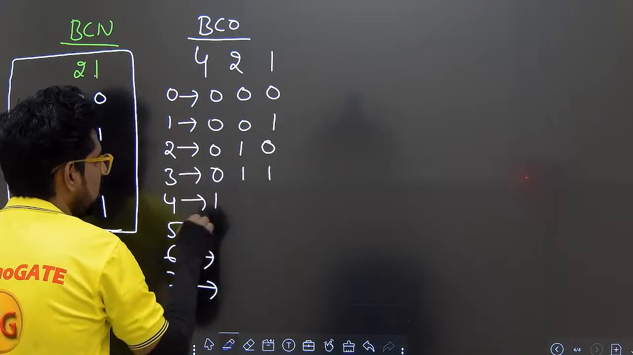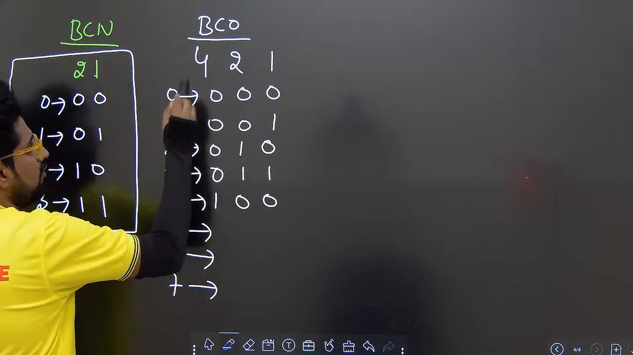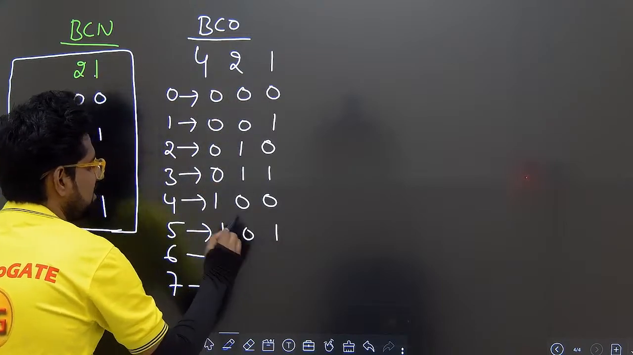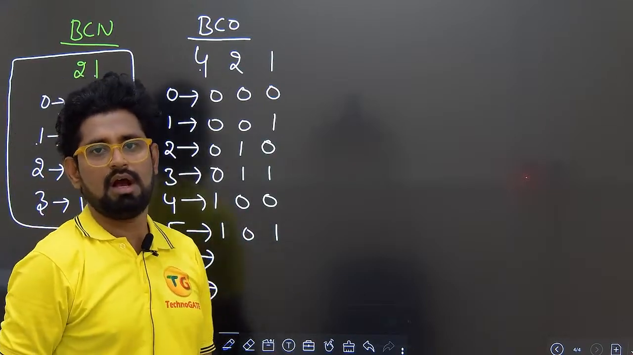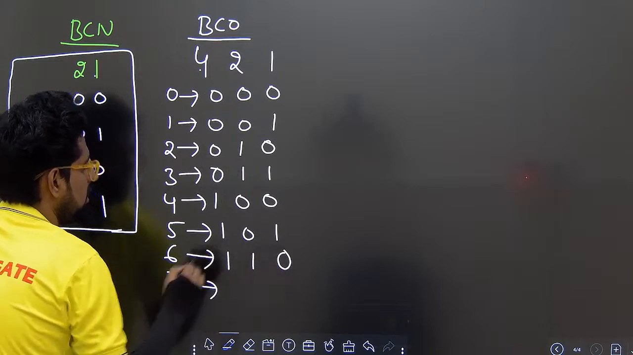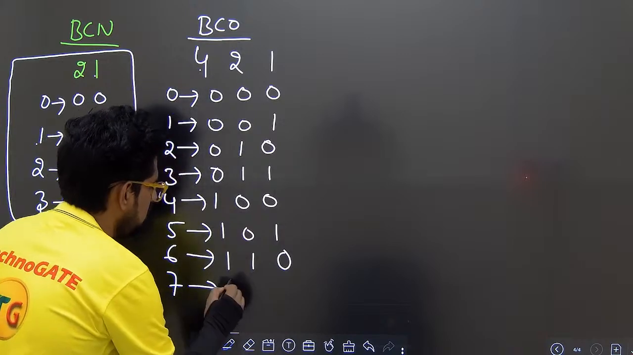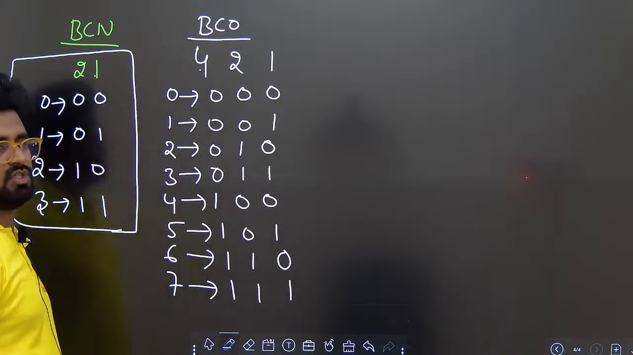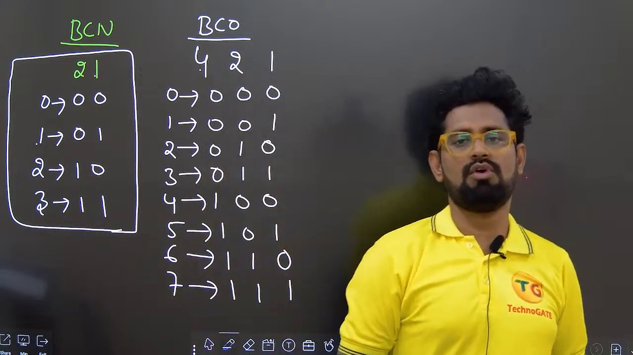How to get 4? 4 means here it is 1. Remaining 2 are zeros. How to get 5? 4 plus 1. I am using these 2 places, hence I kept 1s there. How to get 6? 4 plus 2 is 6. How to get 7? 4 plus 2 plus 1 is 7. So 1, 1, 1. So in this way we are going to get the BCO code.